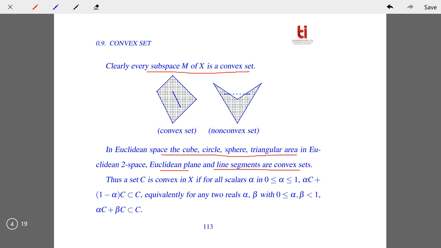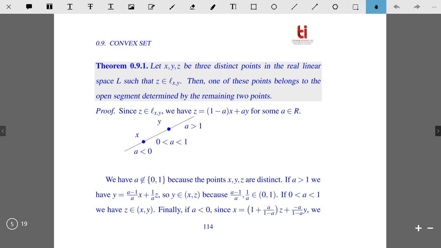are convex sets. Thus a set C is convex in X if for all scalars alpha lying between 0 and 1, alpha C plus (1 minus alpha) C is a subset of C. Equivalently, for any two reals alpha and beta with 0 less than or equal to alpha, beta less than or equal to 1, with alpha plus beta equal to 1, we have alpha C plus beta C is a subset of C. So now we discuss the first theorem here.